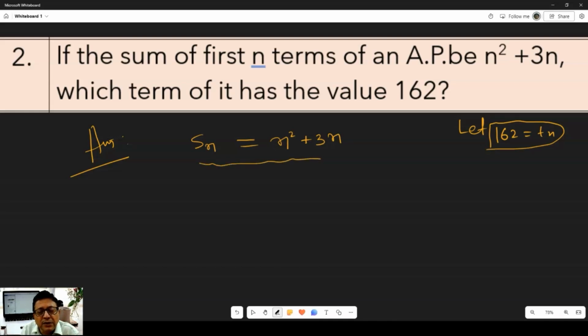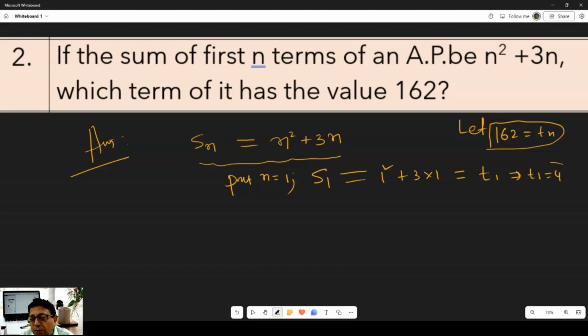Sn stands for what? Sum of n terms. So put n equal to 1. What do you get? S1. S1 is 1 square plus 3 into 1. Symbolically, S1 means it is sum of first term. It is the term itself. Sum of first term means term itself. So this implies that T1 equal to 4. Clear?